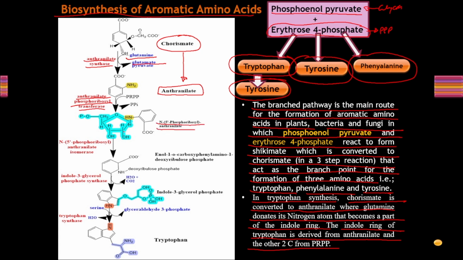5-phosphoribosyl anthranilate, and then with the help of indole 3 glycerol phosphate synthase, it forms the enol 3-carboxyphenylamino deoxyribulose phosphate, and that gets converted into indole 3 glycerol phosphate, and that is converted into the tryptophan with the help of the enzyme called tryptophan synthase, and the serine is converted into glycerol phosphate, and that's how you have the synthesis of tryptophan.